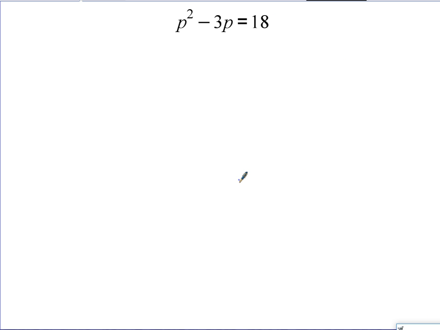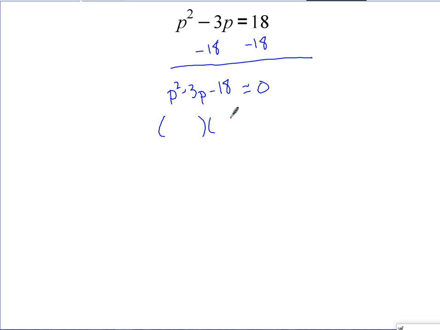This is another solving by factoring, but here it's not already set equal to 0 for us. So I need to move this 18 over to the other side to make it equal to 0. And when I do that, now over here, p squared, 3p, 18 without a p, none of those are like terms, so I can't combine any of them. They're just going to stay all over there. And then I'm going to follow my steps. So I'm going to factor.